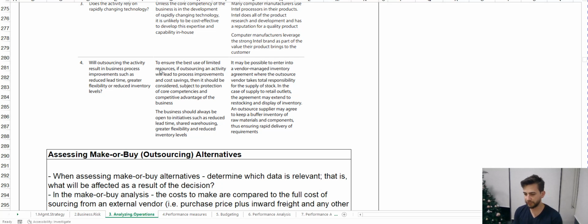So, for example, here we've got a clothing store and a retail outlet. We're now outsourcing the distribution and supply of clothes and inventory for these stores to an external third party, and they may agree to keep a buffer inventory of raw materials and components, i.e. the suppliers agreed to keep that on hand, which may improve the delivery time of requirements, whereas the store itself probably won't keep that buffer on hand. Hence, the business is now operating at a higher level of efficiency.